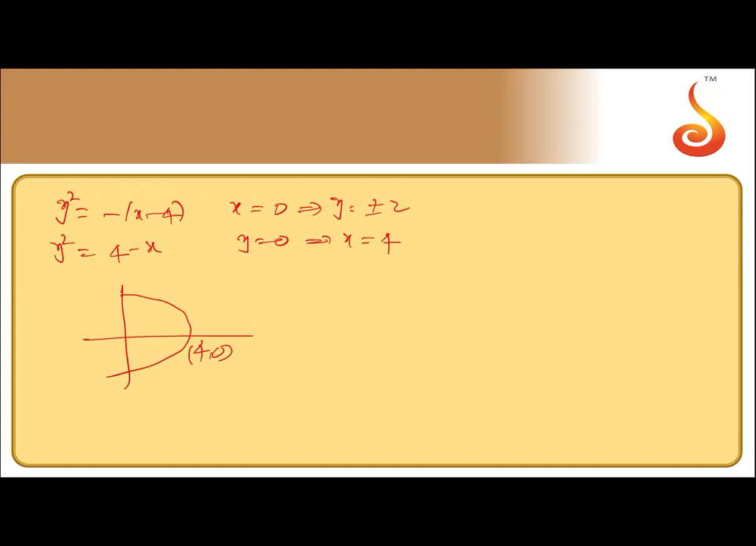The points are (4, 0), (0, minus 2) and (0, plus 2), and therefore the area is given by the integral from 0 to 4. You can calculate the upper value and then multiply by twice of it. Because of the symmetry, the required area is equal to twice the integral from 0 to 4 under the curve. The curve is nothing but root of 4 minus x dx.